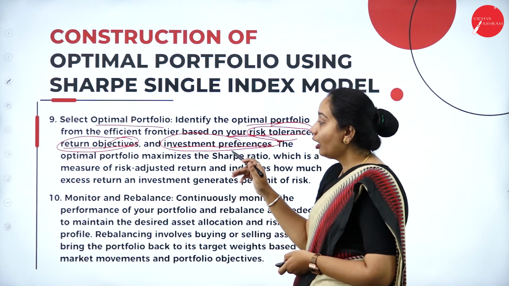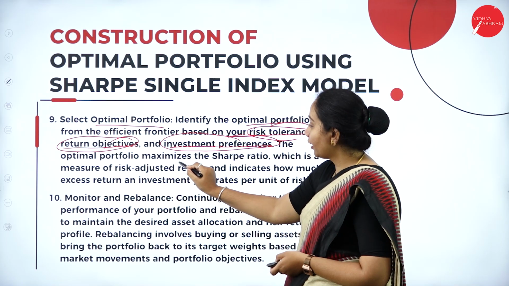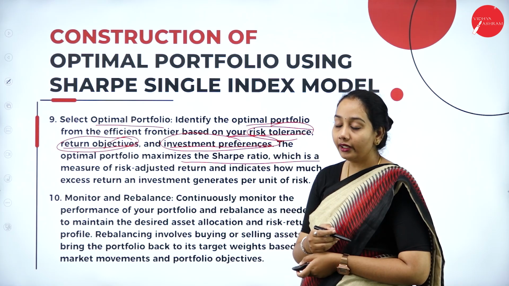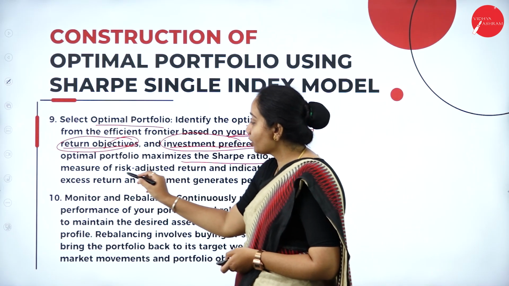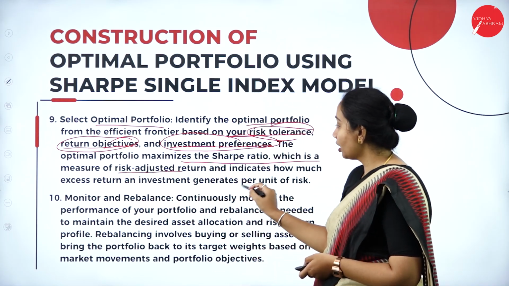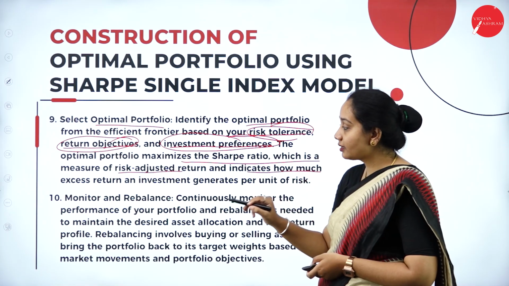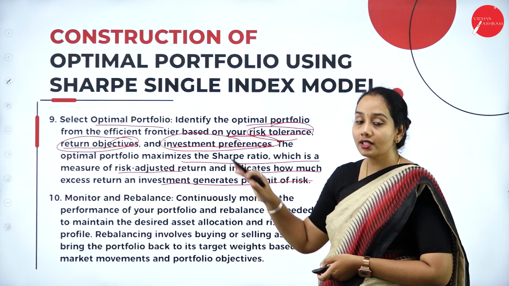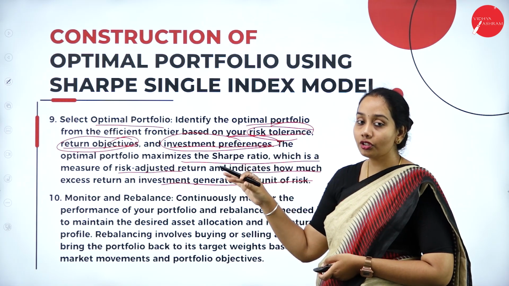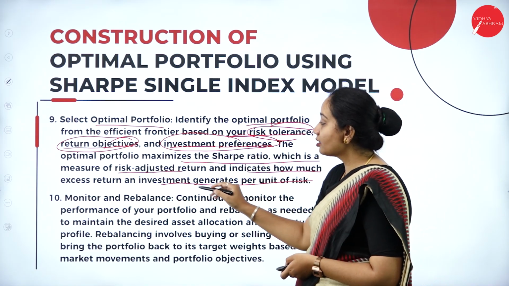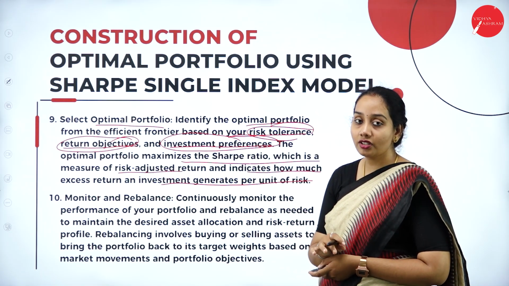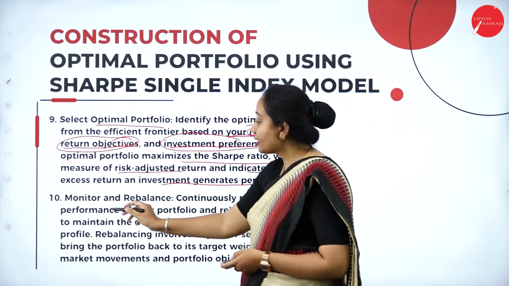So based on that, an optimal portfolio is selected and it is maximized with the help of the Sharpe single index ratio. It is measured in terms of risk-adjusted returns and indicates how much excess return an investment generates per unit of risk. So it is a kind of mathematical calculation. Based on that, you can analyze the excess return of an investment based on the risk percentage that you are going to take. Then here the last step is what?